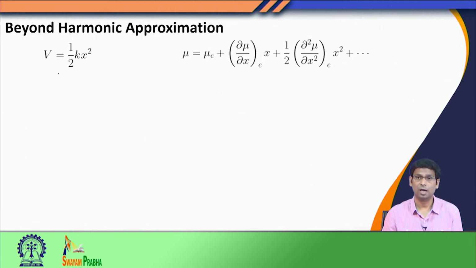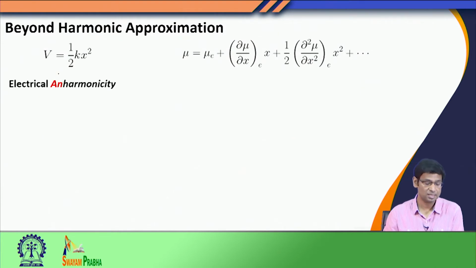Now, what we do is go beyond these two harmonic approximations. The first one we will consider is electrical anharmonicity. This anharmonicity term takes us beyond the harmonic approximation. So, when I am talking about electrical anharmonicity, of course, you would immediately recognize that I am going to talk about the truncation of the dipole moment operator.